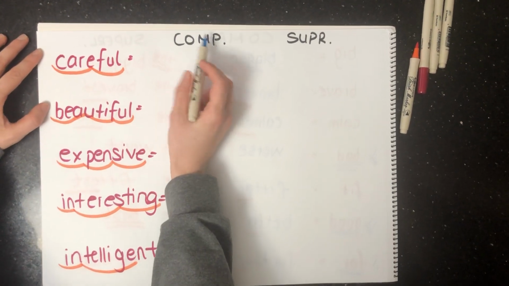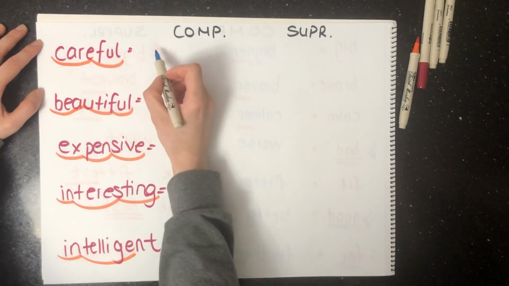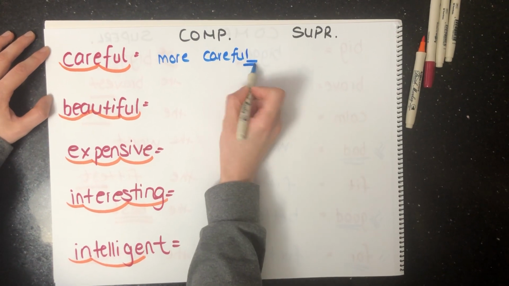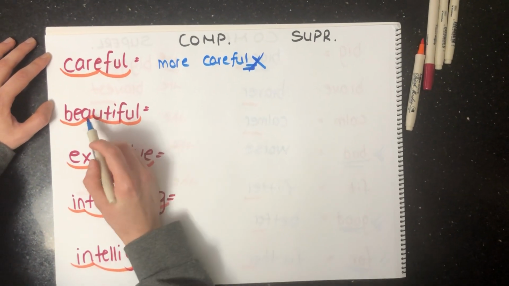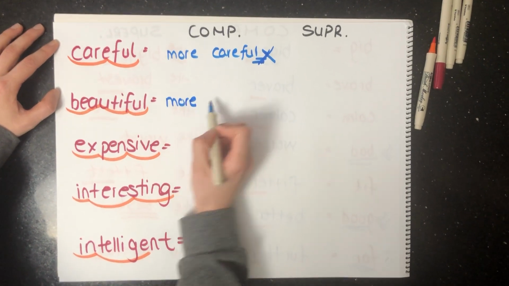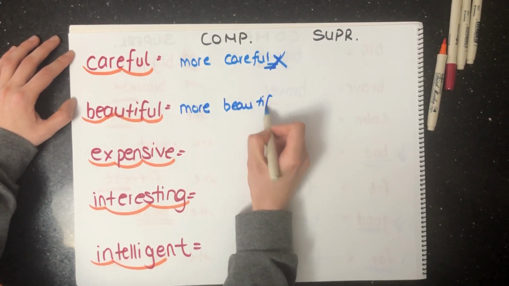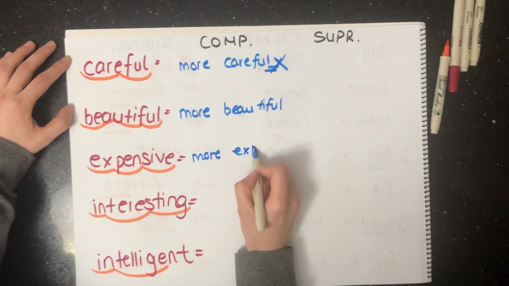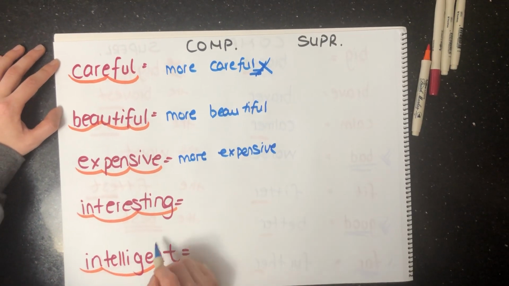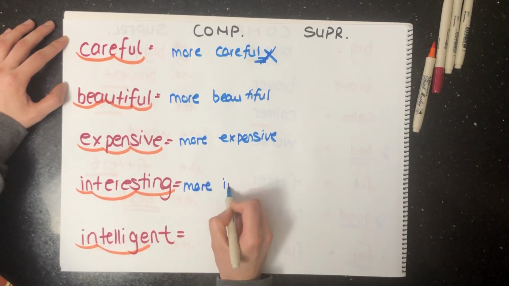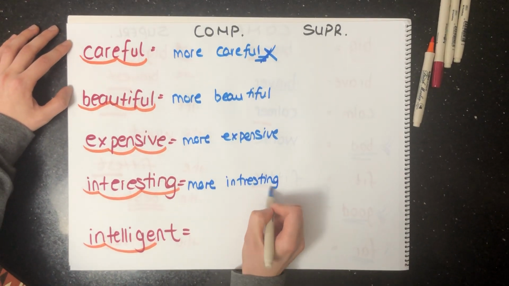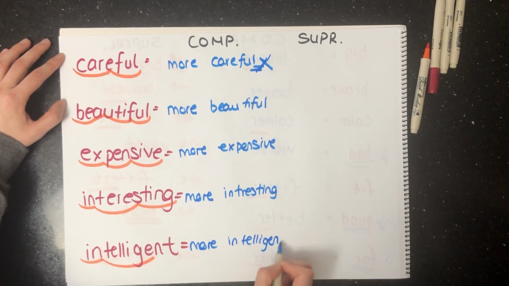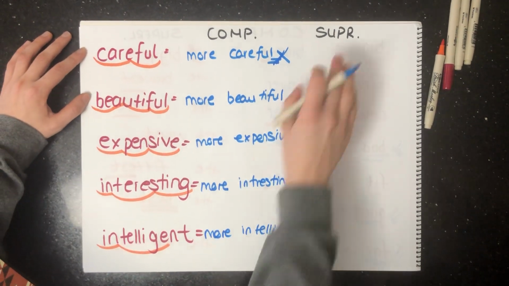We say more in comparative. You remember? We say more. So we say more careful. We don't add anything here, okay? You don't have to add anything. Beautiful. Again, we say more beautiful. Expensive, more expensive. Interesting. Again, more interesting. Intelligent. More intelligent. Okay, this is how we do comparative, but how do we do superlative?